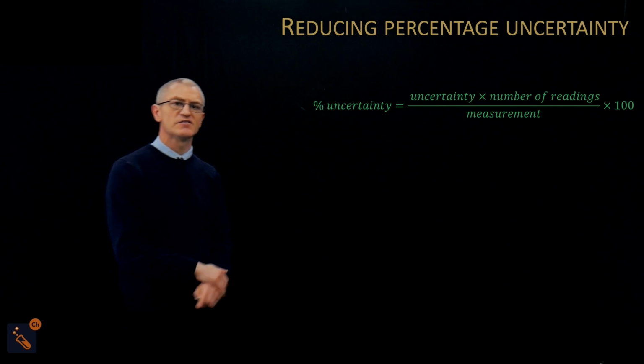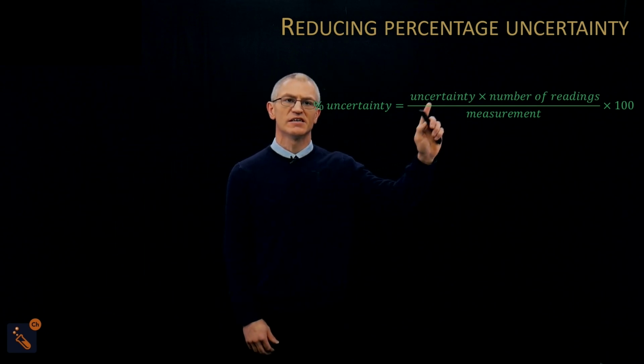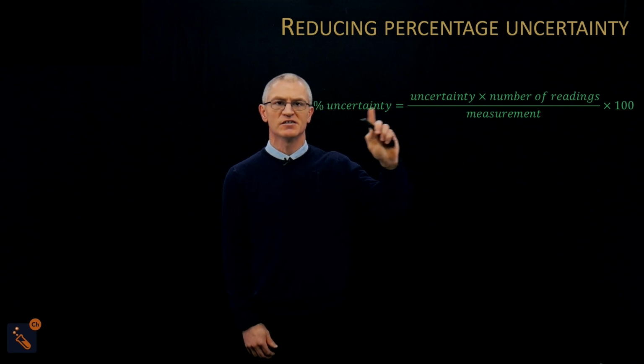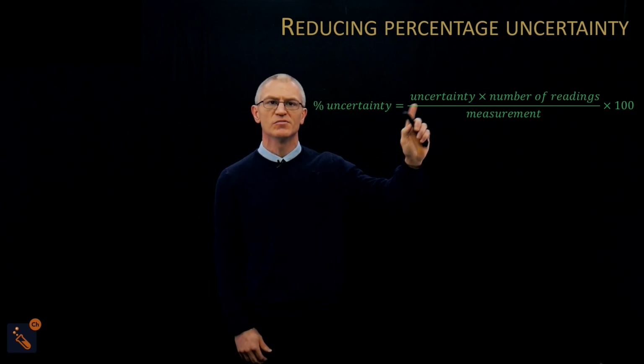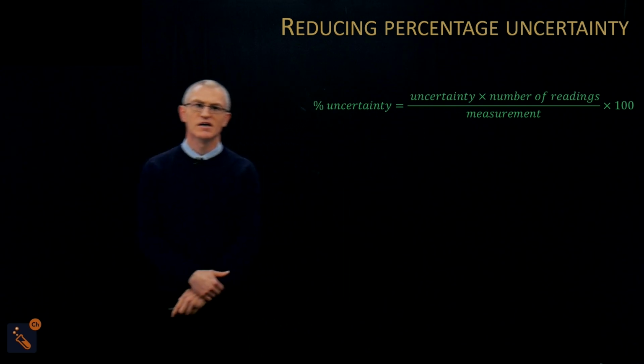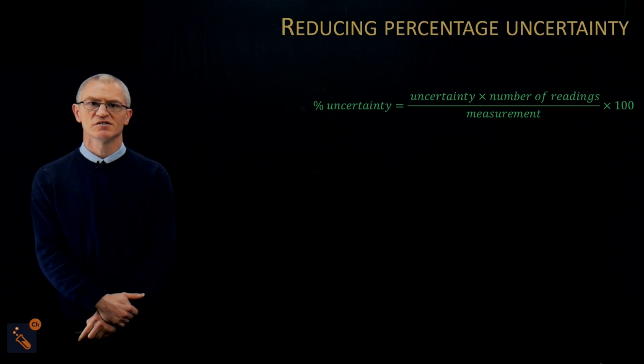Now you need the equation for that, and if you look at the equation you'll see that it is calculated with the uncertainty divided by the measurement. So if we want to change the uncertainty and reduce the uncertainty, we need to change this value, the uncertainty, or this value, the measurement. So let's talk about the first way in which we can do that.